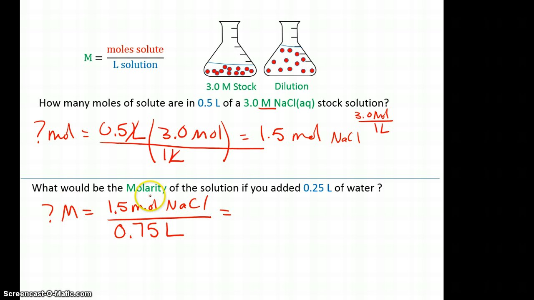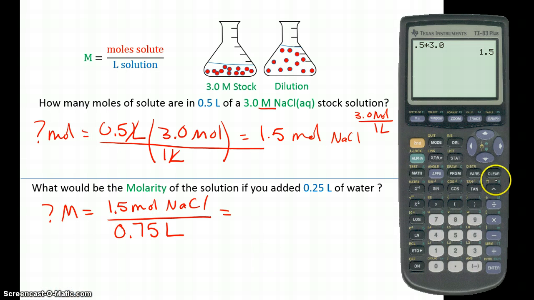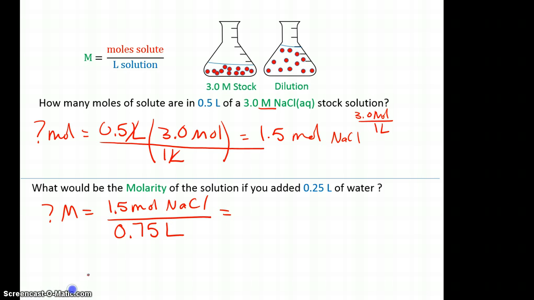So to get our new molarity, we need to divide our moles that were the same by our new volume. So let's pull up that calculator again. Let's clear out what we had, and let's take 1.5 divided by 0.75. We get 2. So our new molarity of this new dilution is 2.0 molar NaCl. So that should make sense that the new one is only 2.0 molar. It's less, the molarity is less, the concentration of those particles is less.